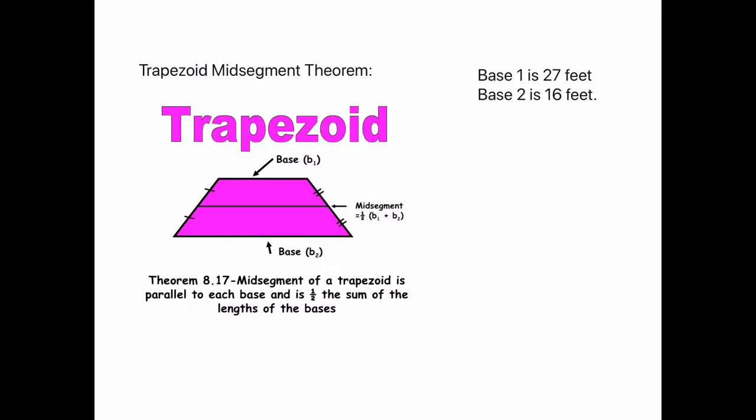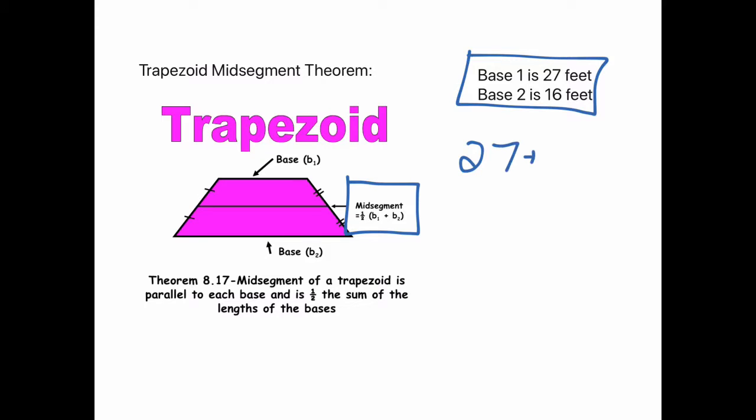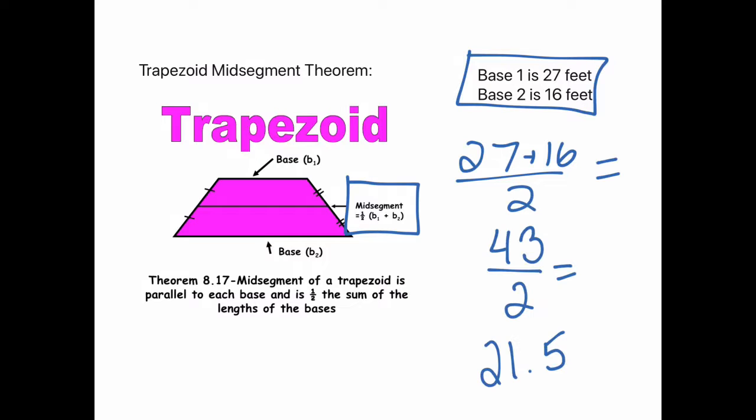Another question that you're going to have to go over uses the trapezoid mid-segment theorem. So it's important to remember that the mid-segment of a trapezoid is simply the 2 bases added together and then multiplied by a half or divided by 2, because multiplying by a half and dividing by 2 are the same thing. So they give you 2 bases, and all you have to do is add them together and divide by 2. So the mid-segment of this trapezoid would be 21.5 feet.